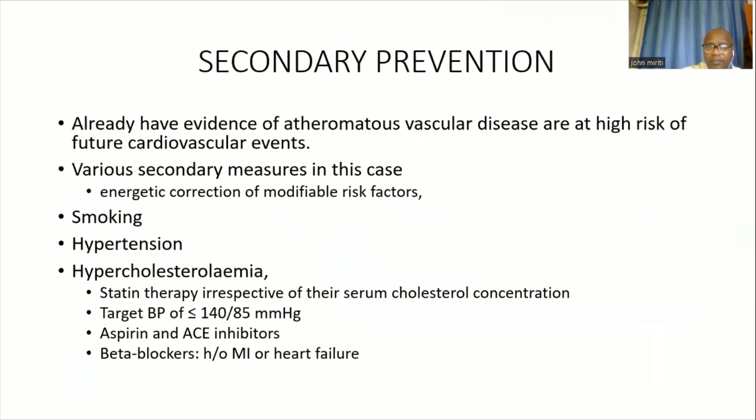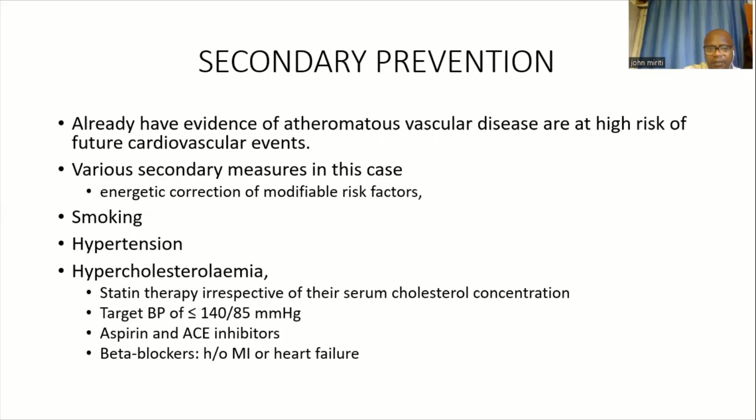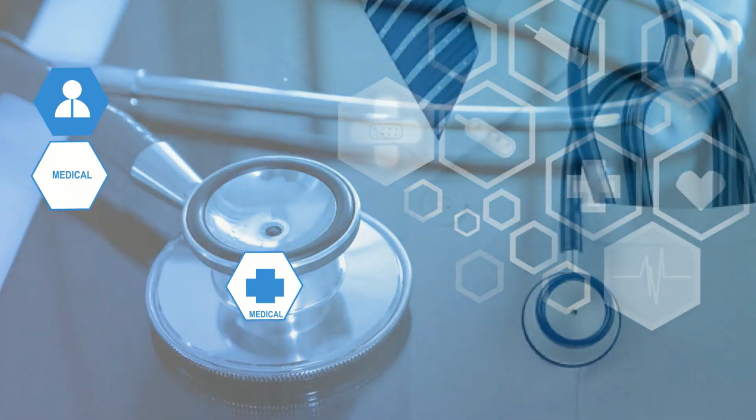So secondary prevention is like this: you assess smoking and hypertension, then you deal with hypercholesterolemia, and you give a statin, aspirin, and beta blockers. You give beta blockers to prevent myocardial infarction or heart failure. And that is the end of this lecture on ischemic heart disease.